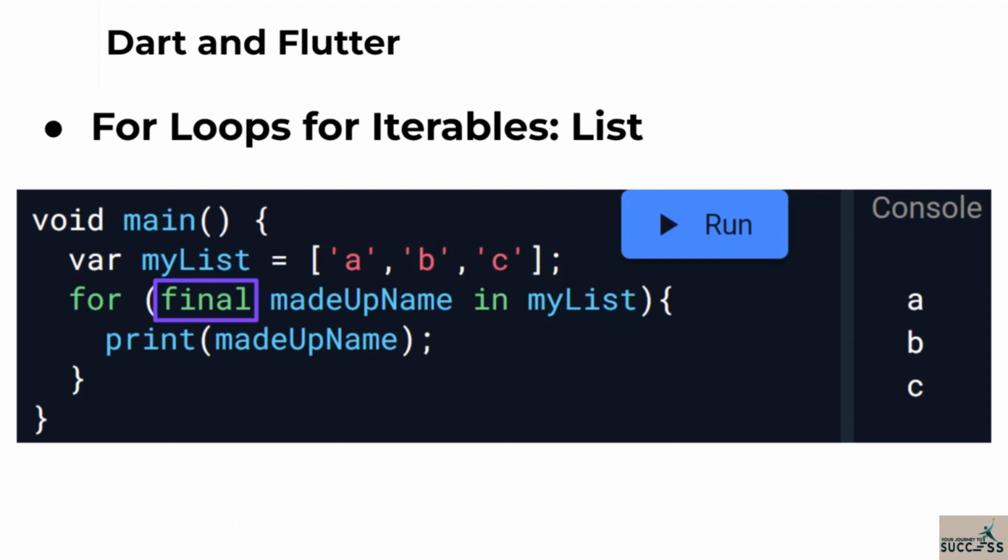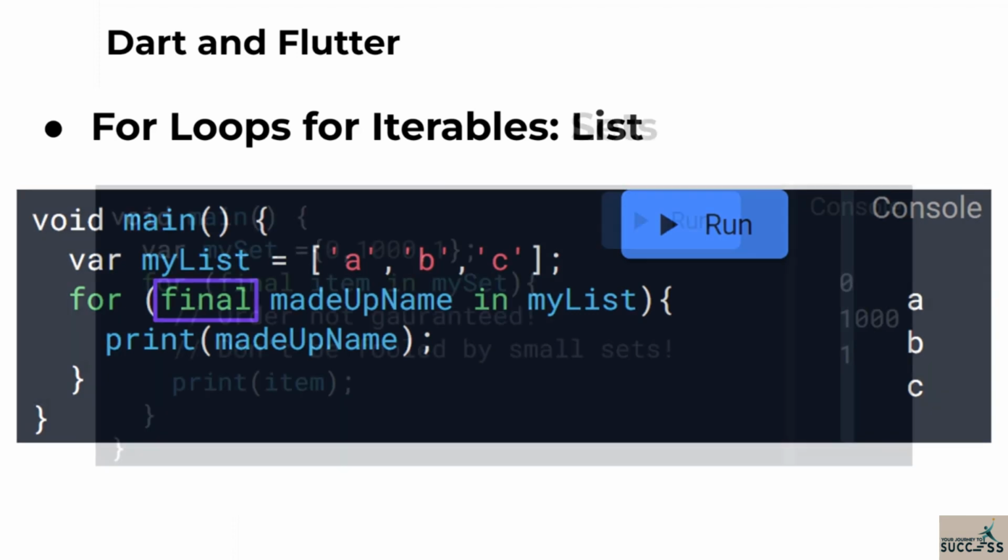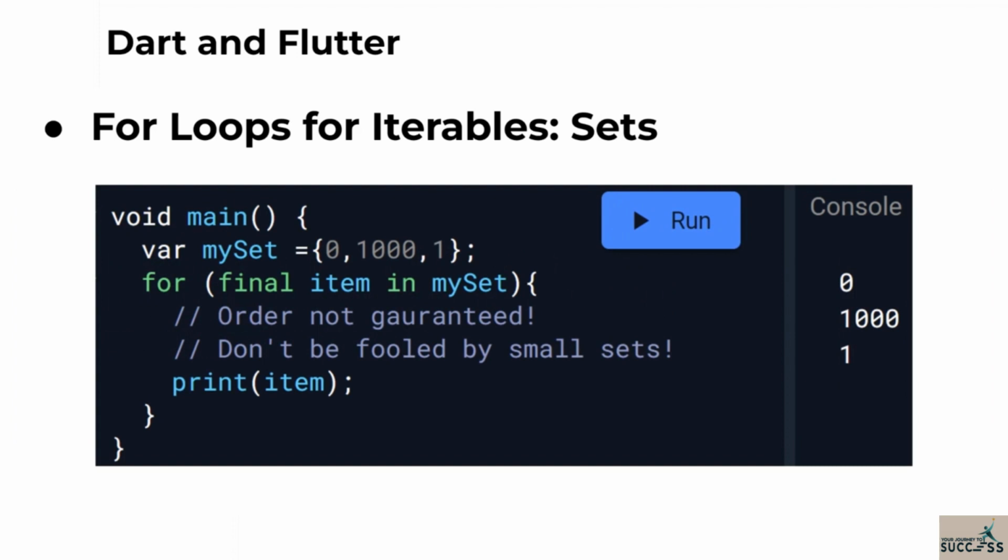In this case, I just printed it, which is why you see in the console on the right-hand side, A, B, and C. So that's iterable number one. I can just iterate or do something with each item in that list. Sets pretty much look exactly the same. So again, I created on the top line variable my set is equal to a set of 0, 1000, and 1. And then I have my for loop.